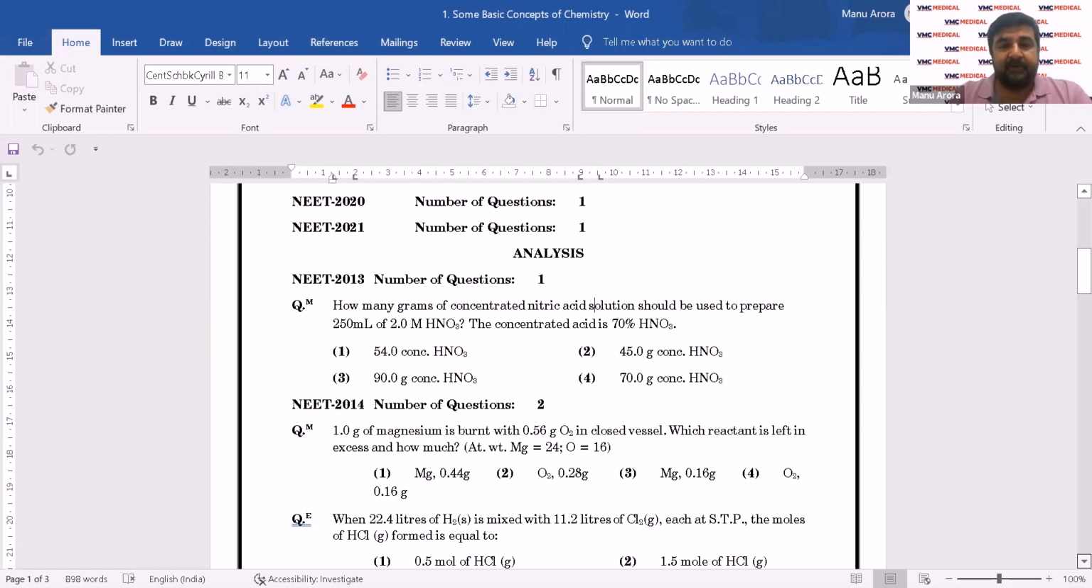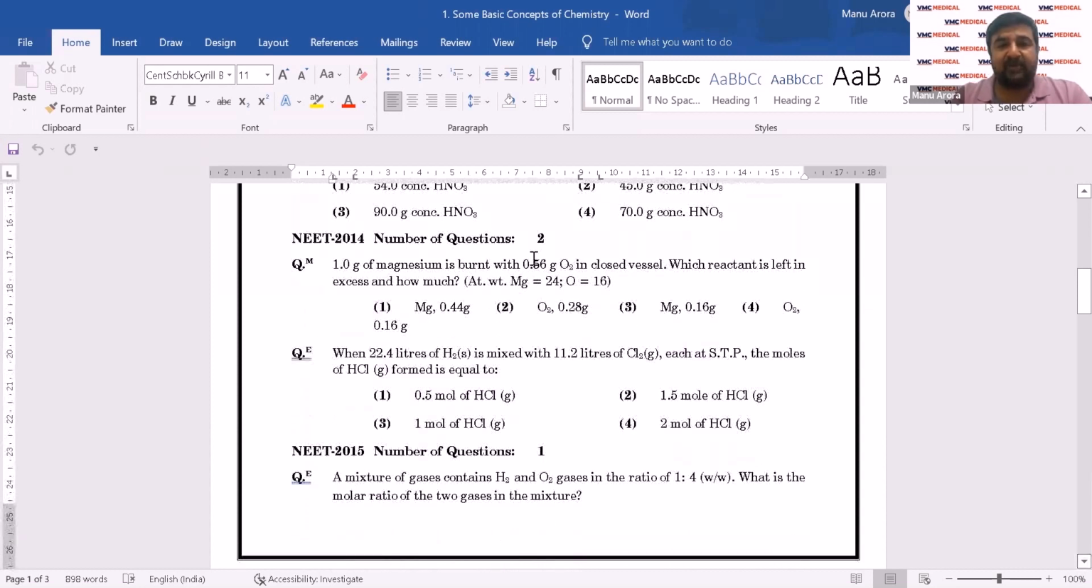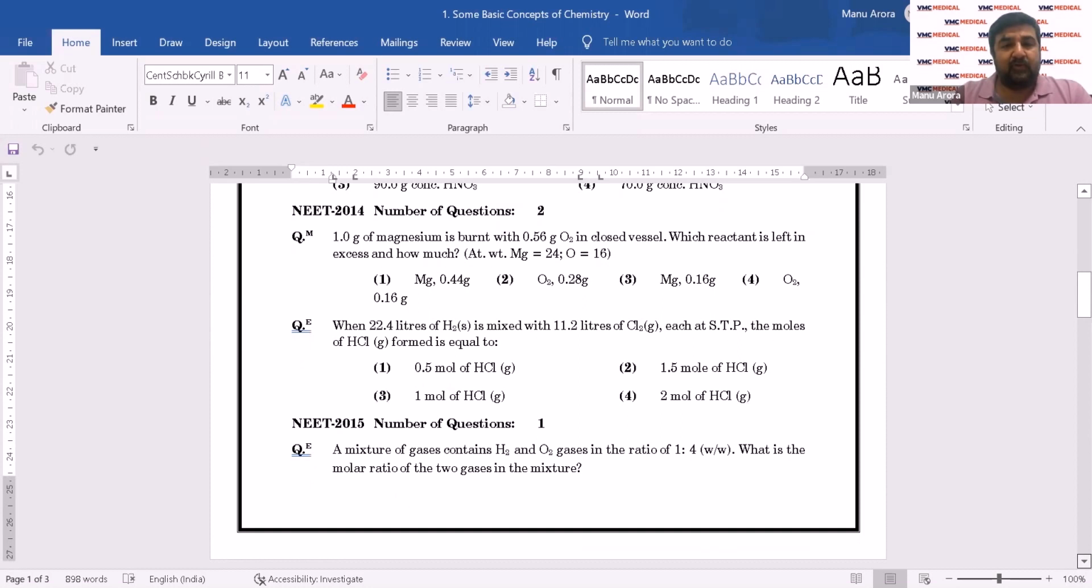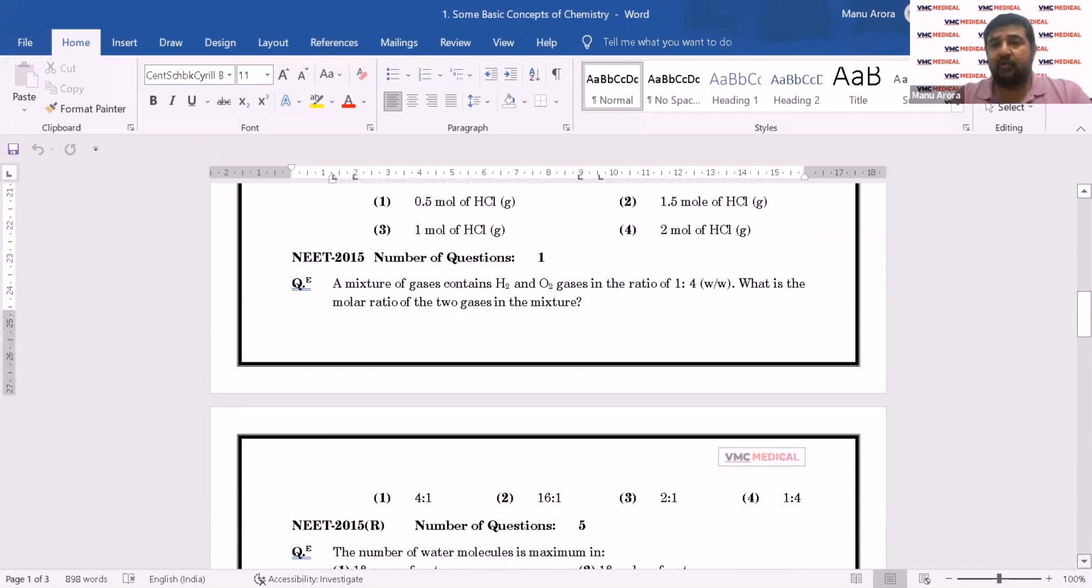And look at the questions which came in 2014. One is from the limiting reactant concept, and the other is from simple mole concept, that is the volumetric aspect of moles of a gas. In 2015, we noticed that this is once again simply based on the common mole concept of gases. Like a mixture of gases contains these gases in the ratio of 1:4 mass by mass. So mass by mass will be a simple calculation of moles.